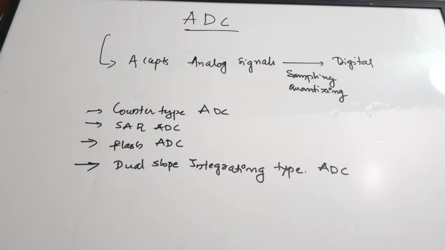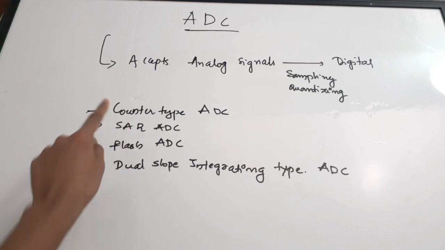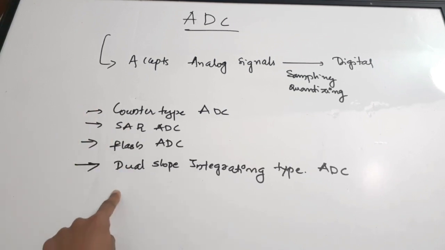Analog to digital converter types. Majorly, we'll be seeing about counter type ADC, successive approximation register type ADC, flash ADC, and dual slope integrating ADC. So this video is a quick revision of the circuits and the important equations of various ADCs.